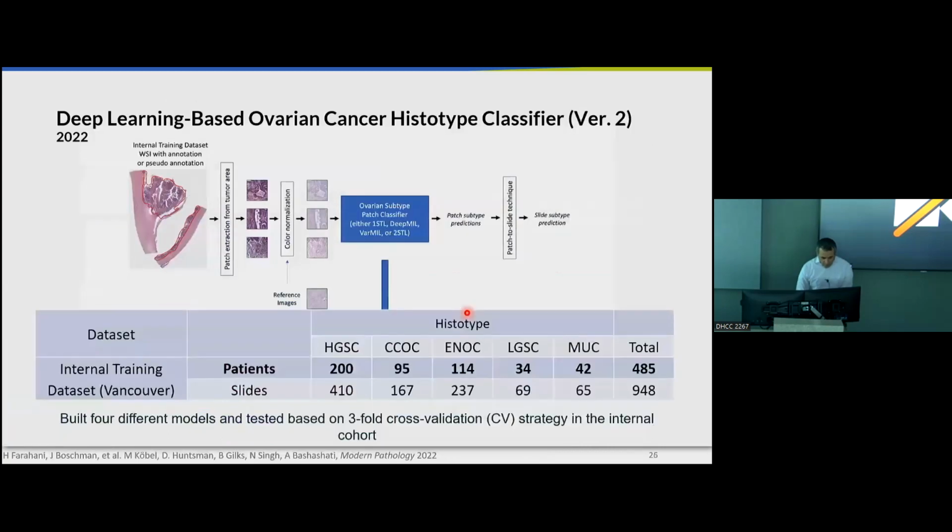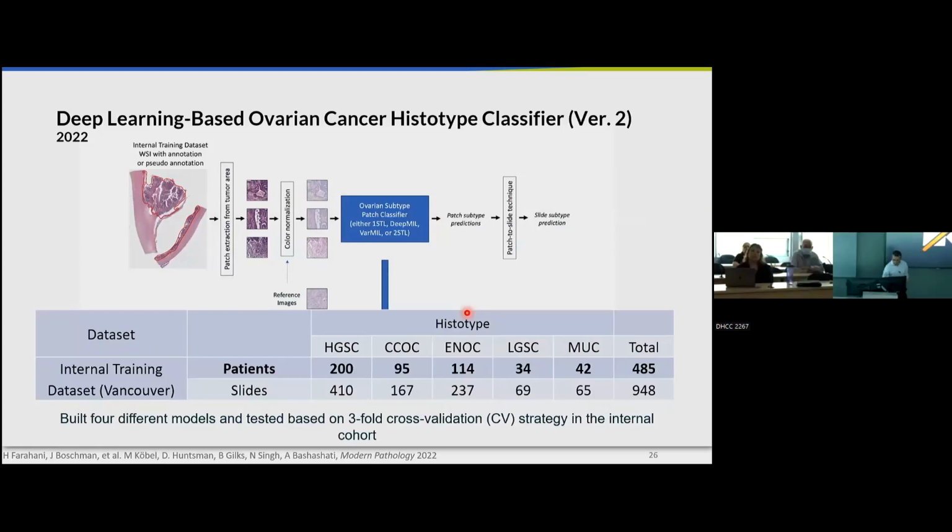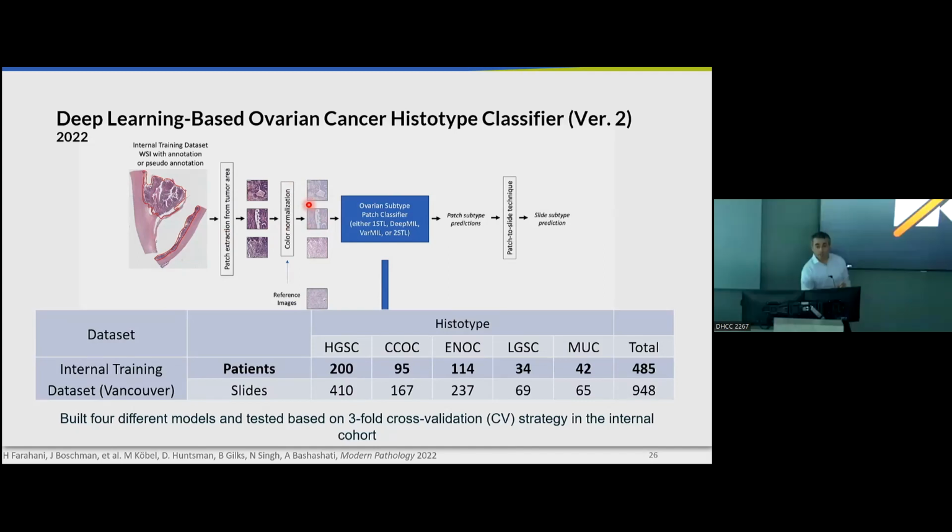But then coming back to our study, that was done in 2021, I think, and then 2022, we said, okay, now these are the number of slides that we have, number of patients we have, 485, the same pipeline as I showed. The only difference is that we still take the images, chop them into small pieces, and then do the color normalization. The rest is the same.